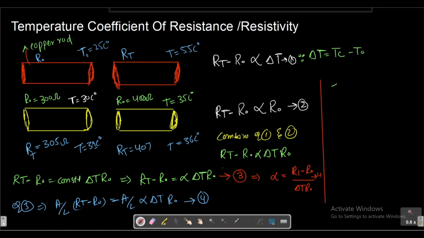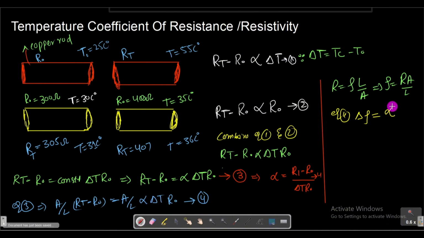Similarly, we know that the expression for the resistance is given by rho L by A, and from here we know that rho is equal to R A by L. So according to this, equation 4 implies that the left side becomes del rho, because del rho is given as del R A by L, and that is equal to alpha, del T, and R naught A by L. So R naught A by L is equal to rho naught.